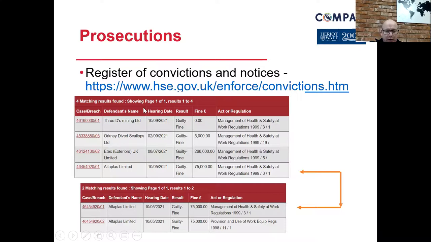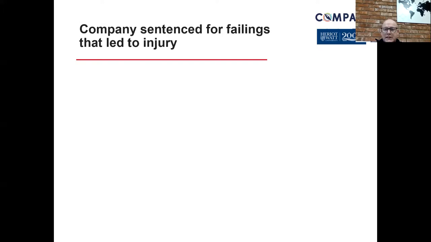If you look at the one at the bottom, number four, the Alpha Plus Limited one in May of this year, Regulation 3.1. That tells me that they've been found in breach of Regulation 3, as is the case with 3D's Mining. They were in breach of Regulation 3. So that says that either they hadn't done a risk assessment or the risk assessment itself wasn't suitable and sufficient. So I've gone into more detail to try and find the details of the case and the breaches. When you look at the breach in this case, it said that they were guilty and they had a fine of £75,000. And again, it stipulates Regulation 3.1. So they hadn't done a suitable and sufficient risk assessment. That led to a serious injury, and that's why they prosecuted.